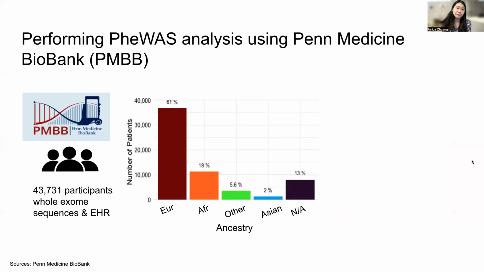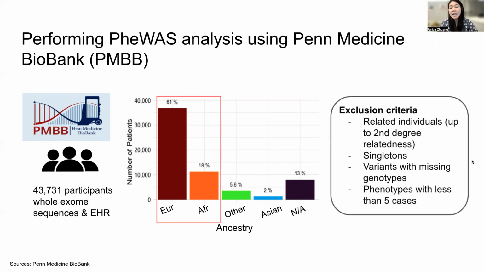Turning to VWAS, to perform VWAS analysis, we obtained samples from the Penn Medicine Biobank. PMBB has over 43,000 participants of different ancestries, and after quality check, we're left with around 40,000 samples. Association analyses were performed for European and African ancestries only because of the limitation in sample sizes of other ancestry groups. In preparation for the analysis, we applied our exclusion criteria and excluded related individuals, singletons, and phenotypes with less than 5 cases in the PMBB.